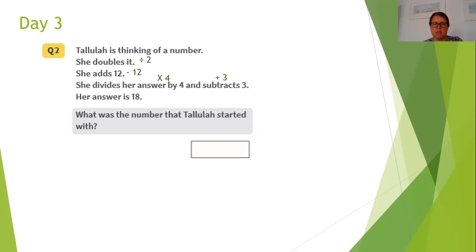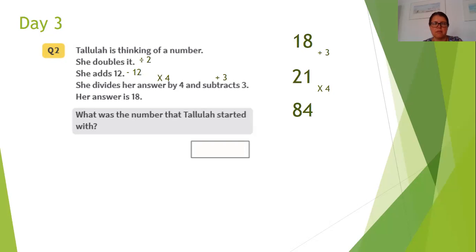So I'm starting with Tallulah's answer. So she had 18. I'm adding 3. I know if I add 3 to 18, I have 21. The next thing that I need to do is multiply it by 4, because it's the inverse of what she did. This is one that I can multiply by 4 quite easily. Don't need to do a written method. I can do 4 times 20 is 80, and 4 times 1 is 4, so I've got 84.